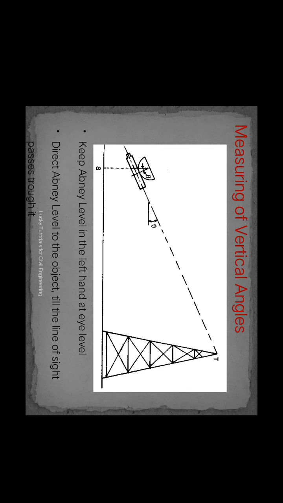See, there are two examples I have taken. Measuring of vertical angles. As I said, if I keep this inclined, before taking the reading, you should make the bubble center. Then only you take the reading. That is, keep the Abney level in the left hand at eye level. Direct the Abney level to the object till the line of sight passes through. This is the line.